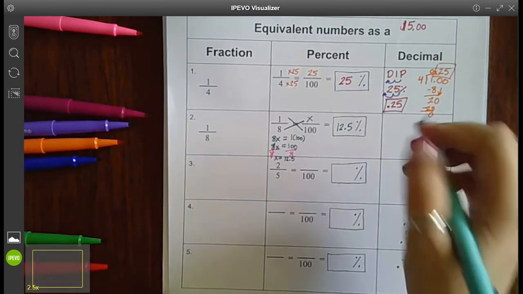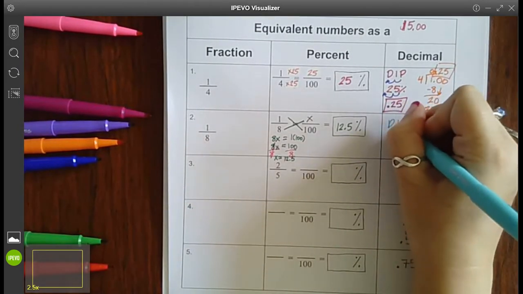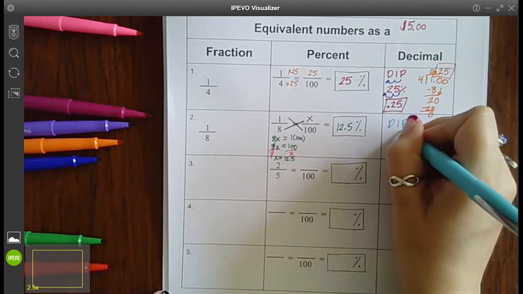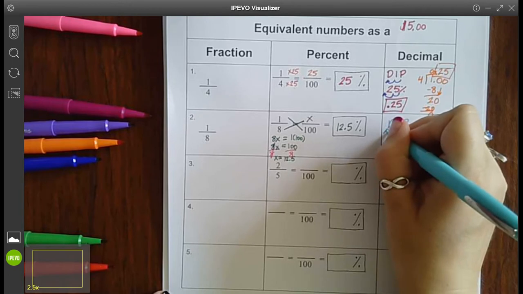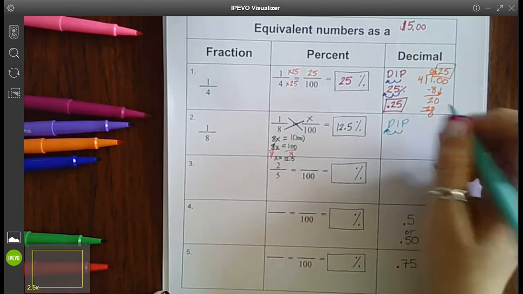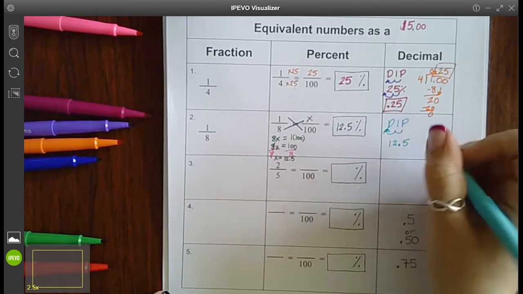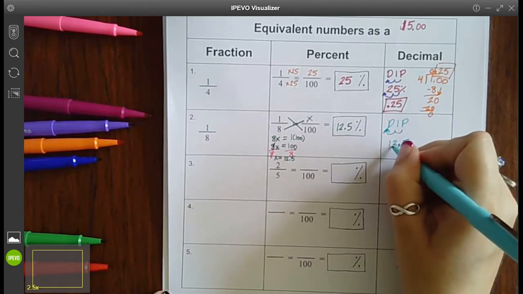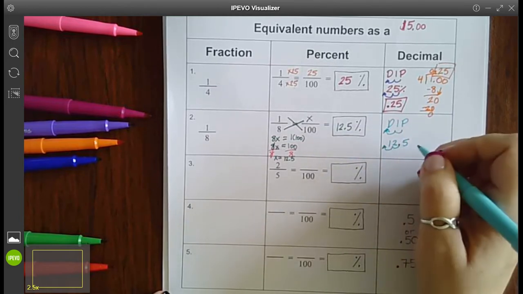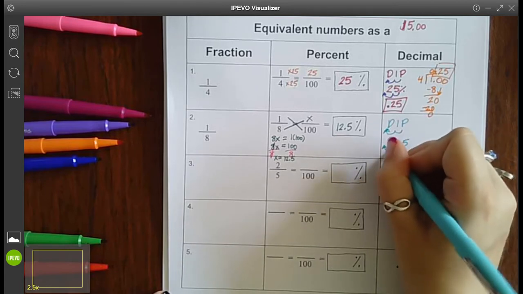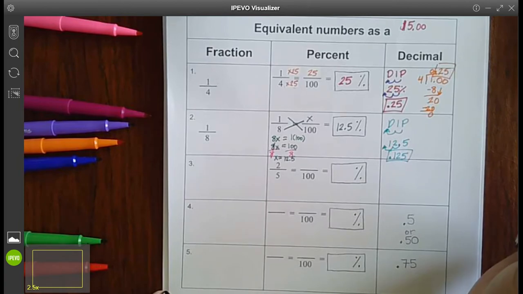Now that I have it as a percent, I can again follow my DIP procedure right here. From a percent to a decimal, move it 1, 2 to the left. Okay, so 12.5. Here's my initial decimal. I'm going to move it 1, 2 to the left. 12.5% is 0.125 as a decimal.